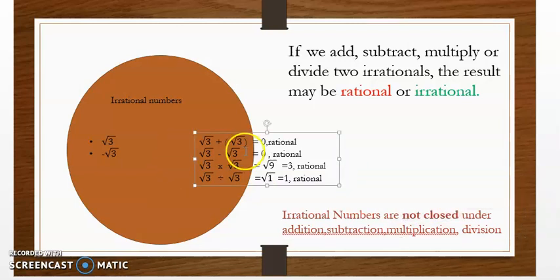Now can you understand what we mean by closed? Here if I pick up two irrational numbers, root 3, and again I pick up another root 3, and when I multiply them, the answer will be 3, which goes out of the bag. So this is not closed, but in the case of rational numbers, it was closed.